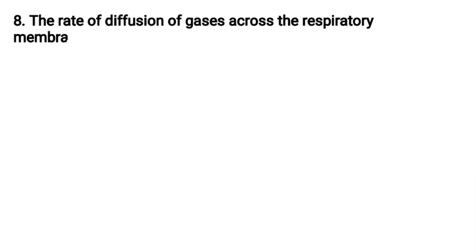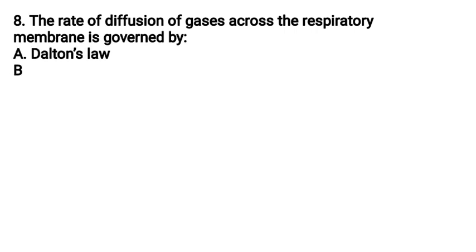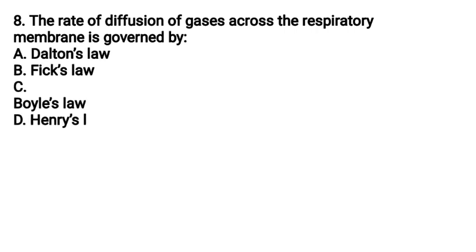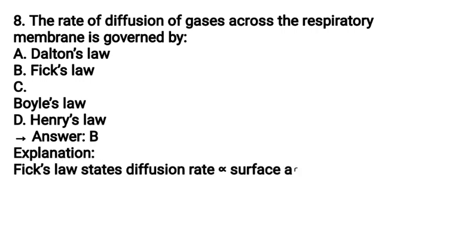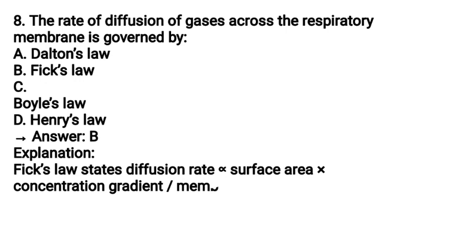8. The rate of diffusion of gases across the respiratory membrane is governed by: A. Dalton's law, B. Fick's law, C. Boyle's law, D. Henry's law. Answer B. Explanation: Fick's law states diffusion rate equals surface area times concentration gradient.